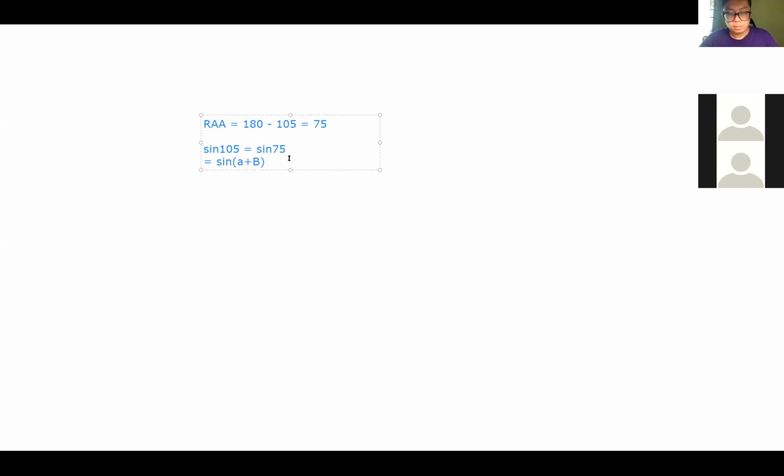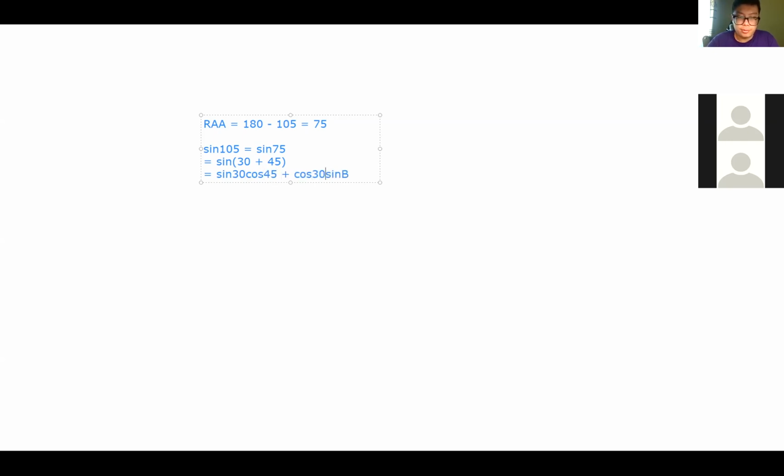Perfect. So we can have 30 degrees and 45 degrees. So 30 plus 45 is 75. And I will write down what sine of a plus b is equal to, if you guys forgot about it. So we have sine of a, the first angle, times cosine of b, the second angle, plus cosine of a times sine of b. So here a is 30, b is 45.